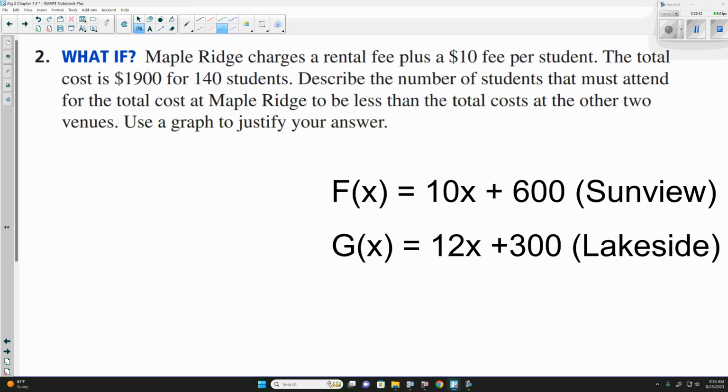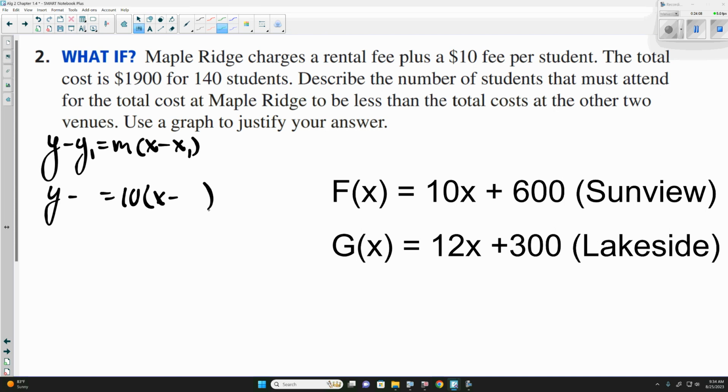So we need to find the equation first for Maple Ridge. Now, unlike our last one that we did for Lakeside, we didn't have to find the slope for this because they told us the slope is 10. It's our cost per student. But we don't know the rental fee. They did give us a little piece of information. They said the cost is $1,900 for 140 students. So that's a point. $1,900 for 140.